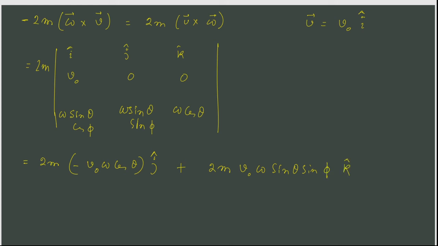So we see the Coriolis force on this object has two components, one along the vertical direction, the other along the negative j direction. So that means negative y. So it would be twice m v naught omega cosine theta.